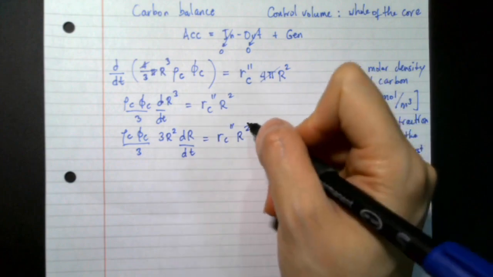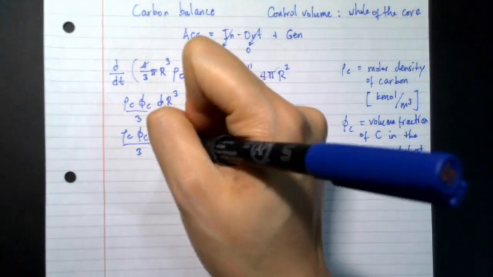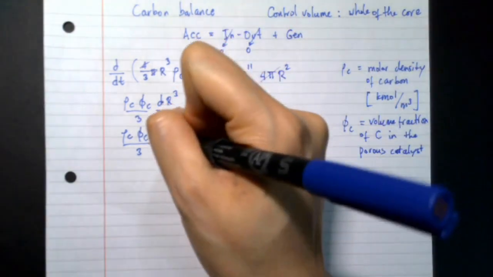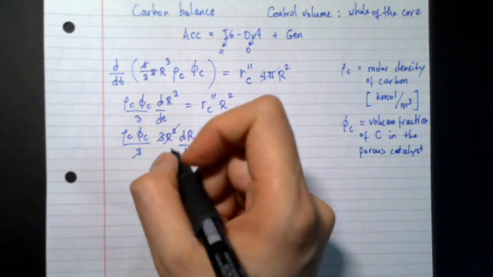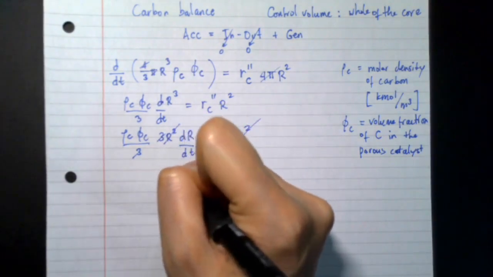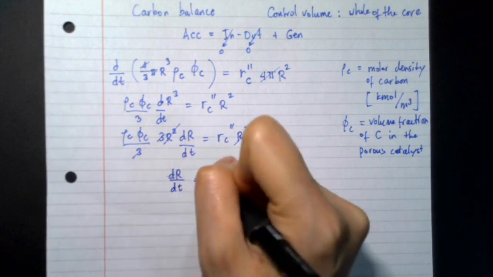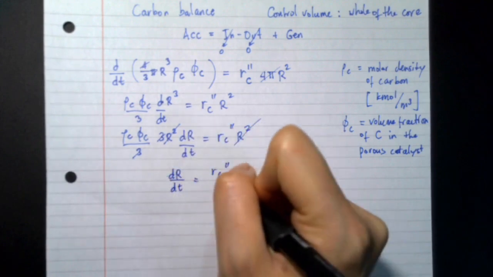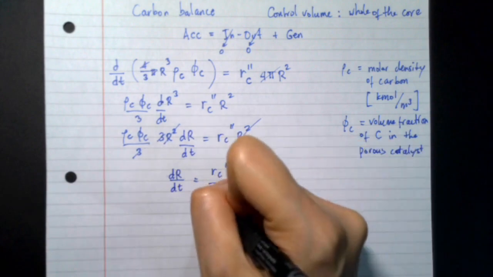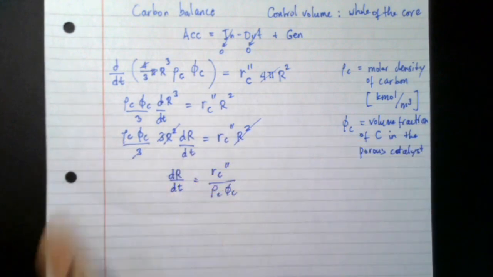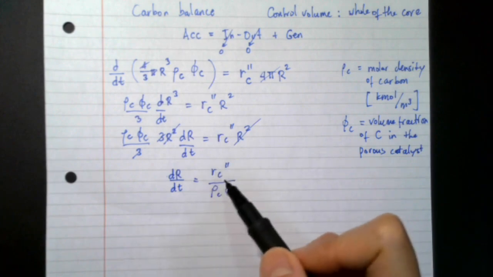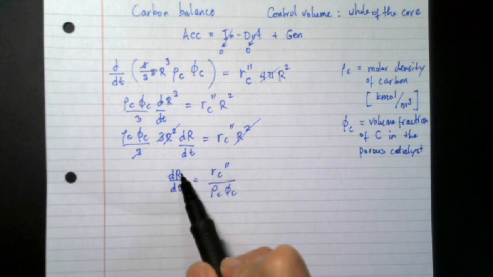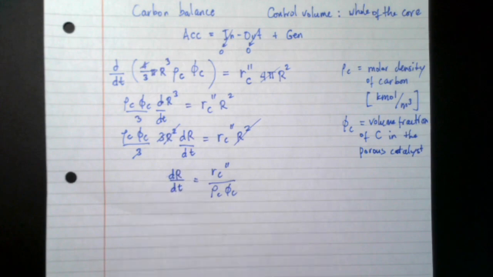So we can simplify. R squared here will cancel out with the R squared there. The 3 will cancel out. And we will end up with this expression. So dr/dt is equal to rc double prime, then we have rho c and phi c from this side. So now we need to write rc double prime in terms of R.